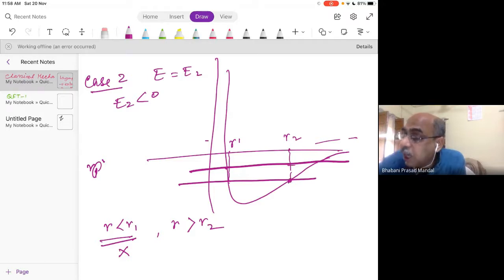Similarly, in this point, again your total energy is the same as the potential energy, so the kinetic energy is 0. Now here the potential energy is more, since less negative means more. So you cannot have the particle here. This is also not allowed. But the particle can exist in between R1 and R2.